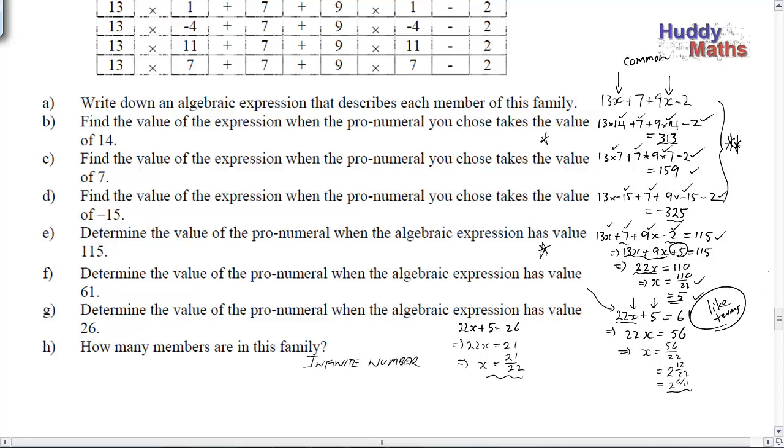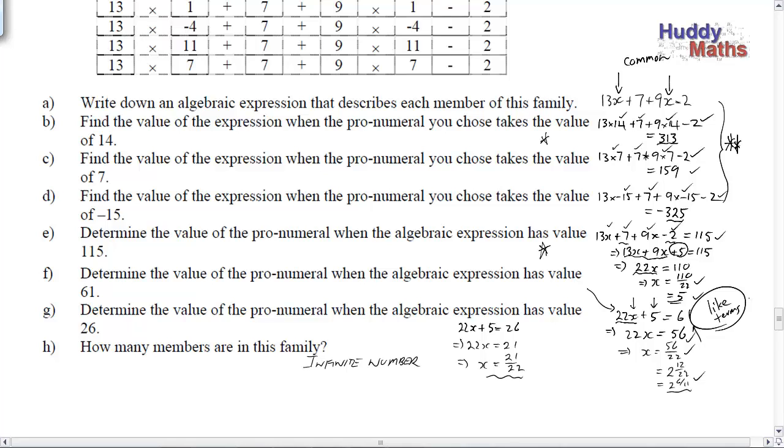Little pieces of our expression that are like each other. And this time it comes to 61. So then subtracting 5, going back now, it would be 61 take 5, 56, then divide by 22. We've got one of those mixed numbers there now, 2 and 6/11ths.